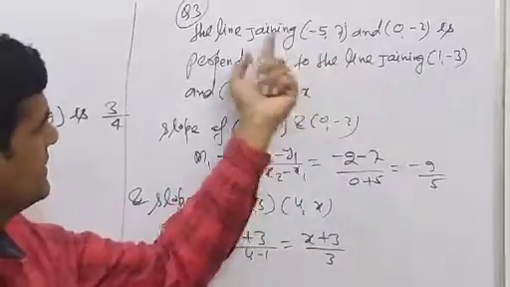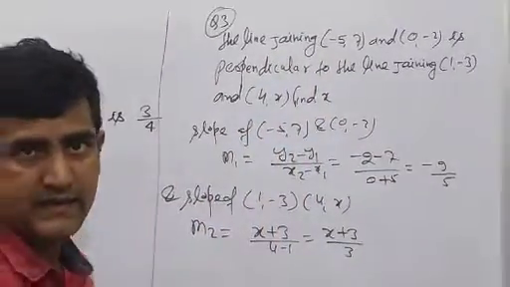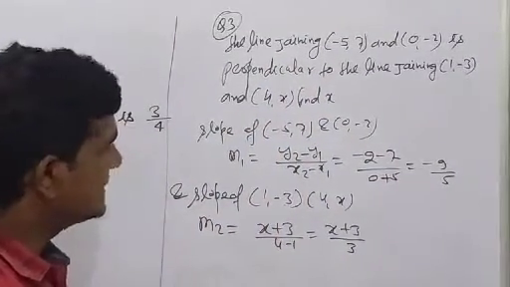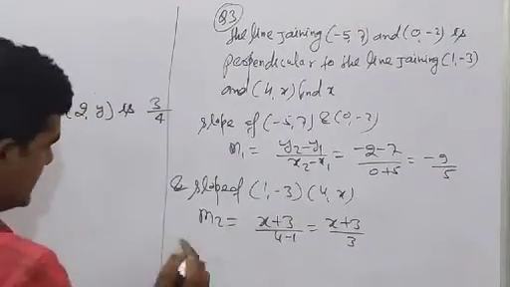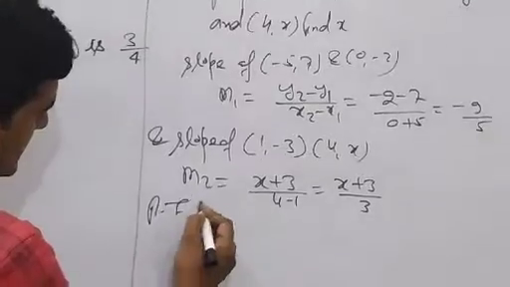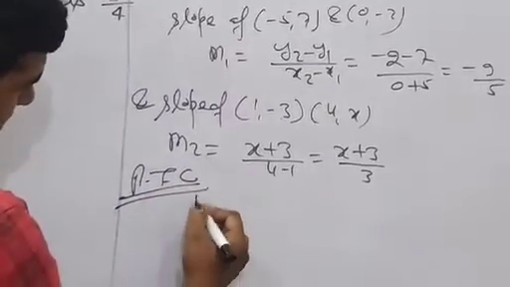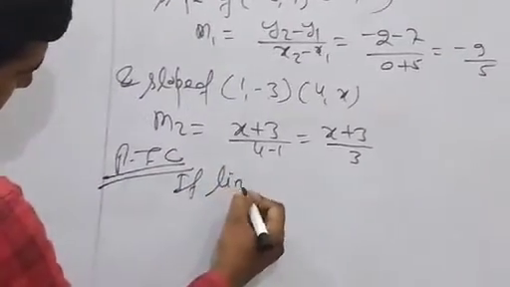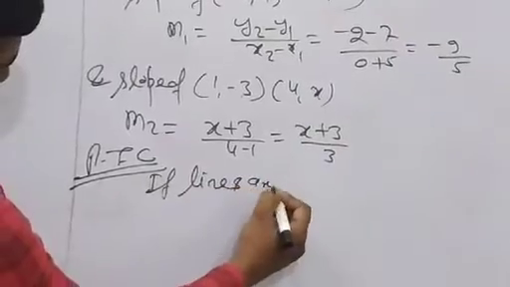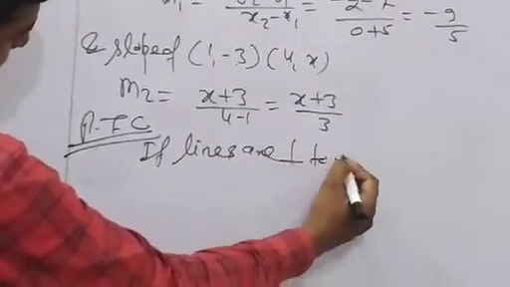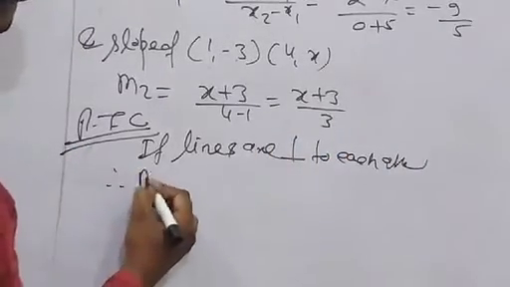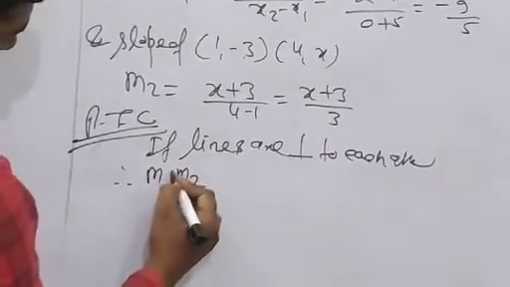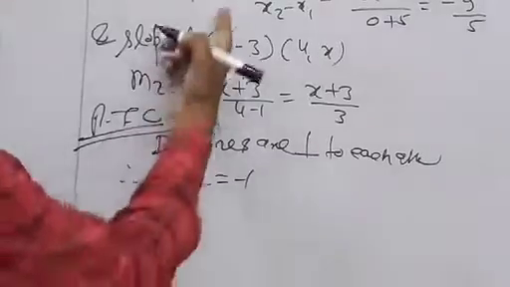Perpendicular to the line means one line is perpendicular to another line. We have a condition: if the lines are perpendicular to each other, therefore m1 into m2 is equal to minus 1.